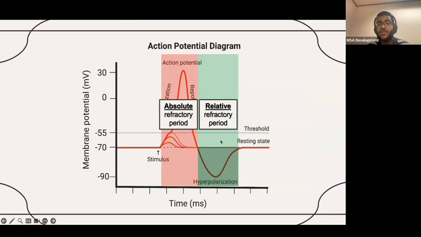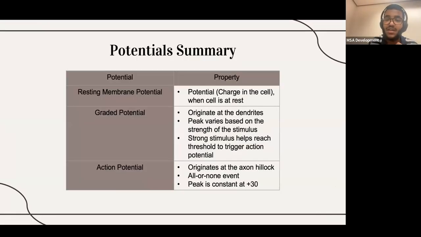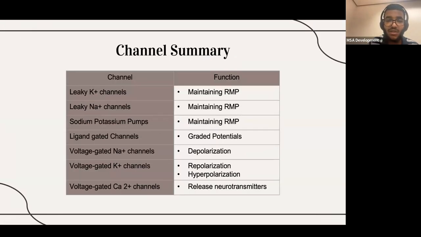So that's 20 millivolts more, and therefore you'll need an extra strong stimulus for an action potential to happen over here again. It's possible, but you need a very strong stimulus. That's why we call it relative refractory period. However, over here, no matter how strong the stimulus was, you won't be able to generate an action potential. This is just a potential summary and channel summary.